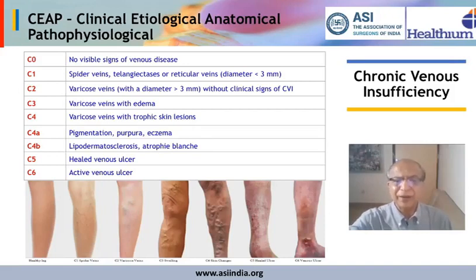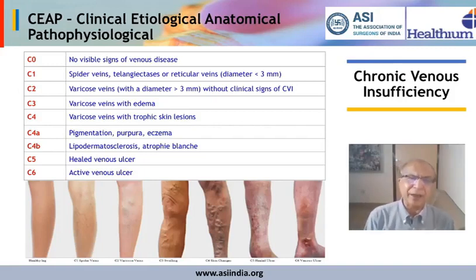C4 is varicose veins with trophic skin changes. If it is just pigmentation, purpura, eczema, it is called C4A. If there are more parchment-like skin changes, atrophie blanche, thinning of the ankle like an inverted champagne bottle, lipodermosclerosis, it is C4B. C5 is a healed venous ulcer, and C6 is an active venous ulcer.